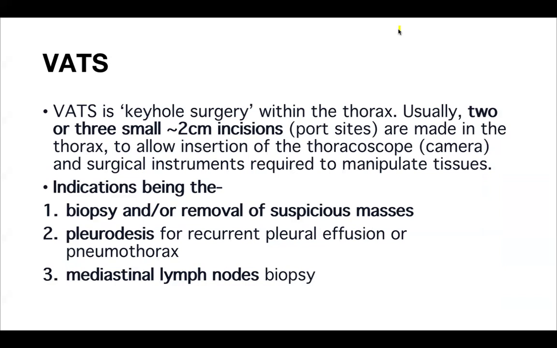It is approximately 2 centimeters in size, because another scar mark more than 2 centimeters in size could be an open lung biopsy scar. Whenever you encounter this VATS scar in the PACES examination, always remember it is done for biopsy or removal of suspicious small masses. Second, it could be an important guideline landmark, particularly if you want to do pleurodesis in recurrent pleural effusion and suspected pneumothorax. And the third important indication is mediastinal lymph node biopsy. So we should always remember this scar mark.